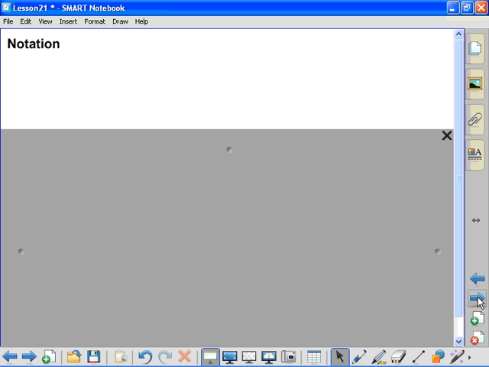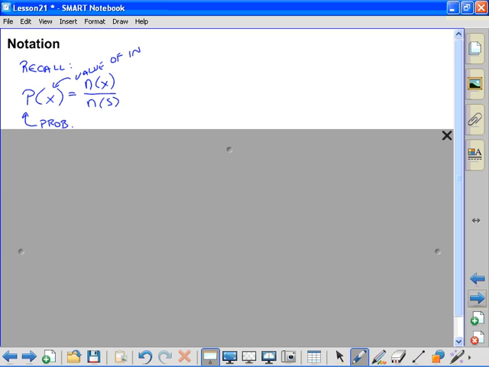Notation. The probability notation for distribution is quite different. Before, I'll just do a quick recall. This was the notation we were using: P of x equals n of x over n of s. P was our probability, and x was our value of interest. So that was for a straight probability calculation.